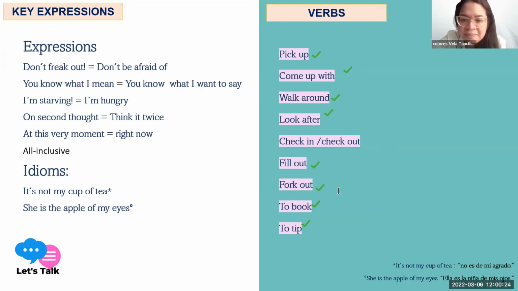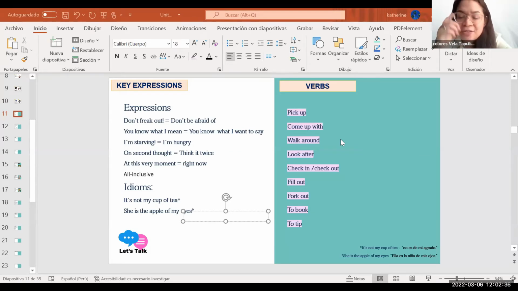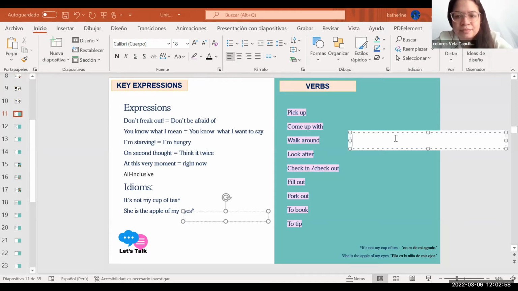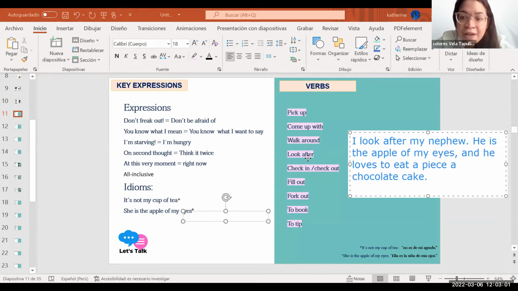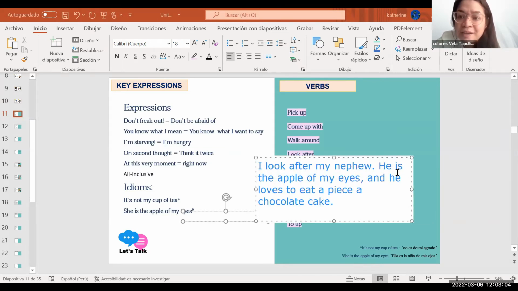Let me show you an example of how you can create a sentence using verbs, expressions, or idioms and the vocabulary. For example, I have this: I look after my nephew. He is the apple of my eye, and he loves to eat a piece of chocolate cake. So it's possible to combine all the resources we already know in a sentence.